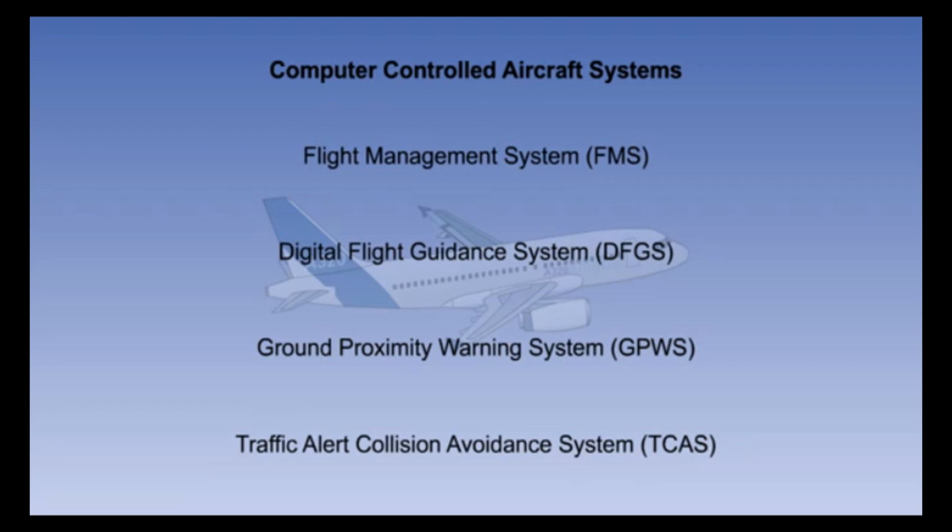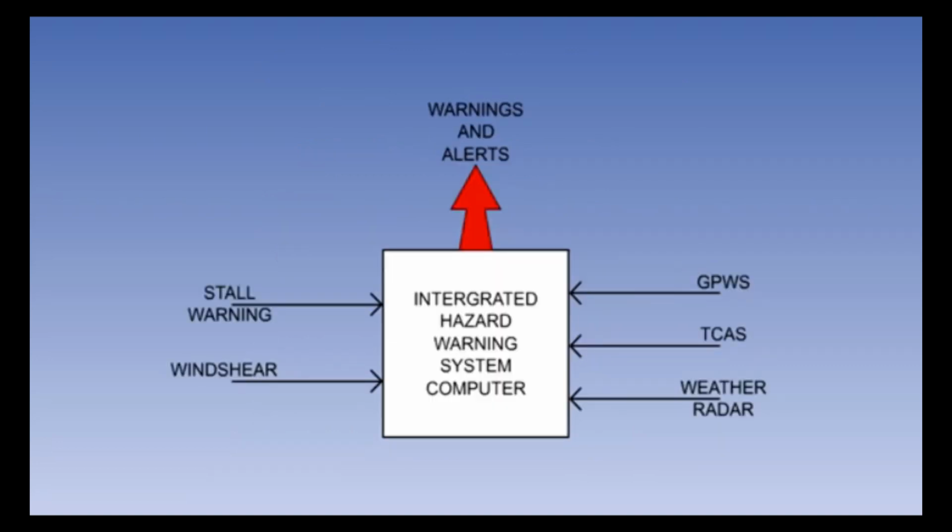Current design favours the use of a dedicated computer for each separate system. In the future, however, we may see sharing of computer power in the form of an Integrated Hazard Warning System, IHWS. Here, a powerful central processor with appropriate backup handles inputs from the stall warning system, wind shear detection, GPWS, TCAS and the weather radar, processes the information and prioritizes warnings to the crew.